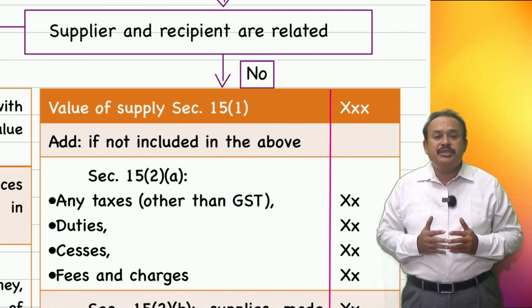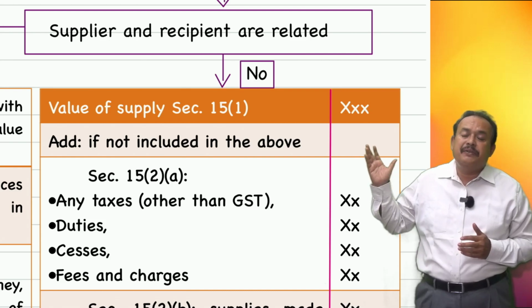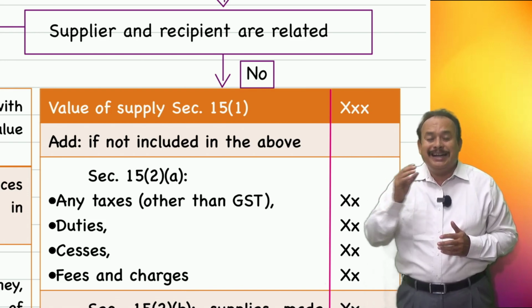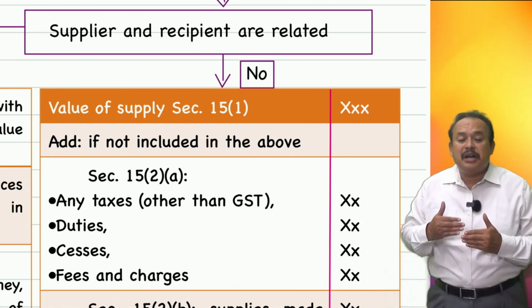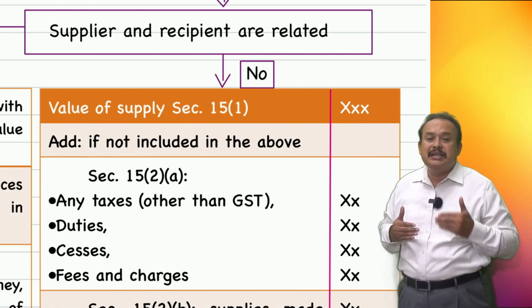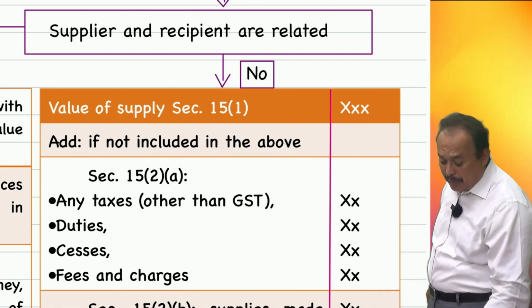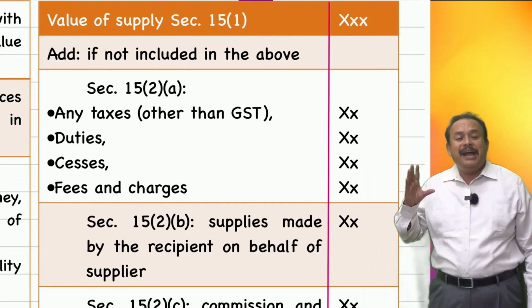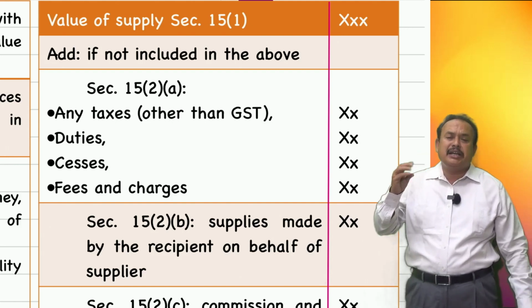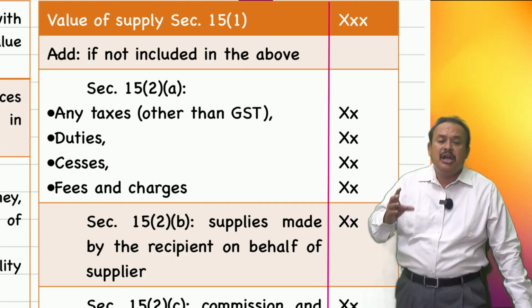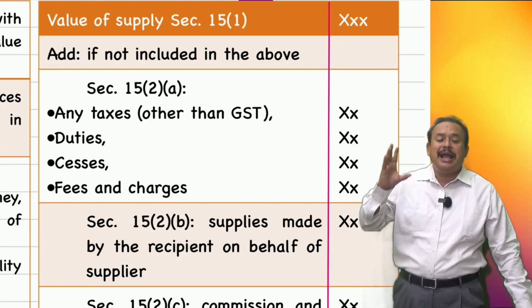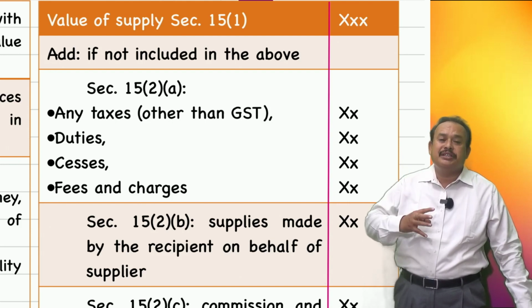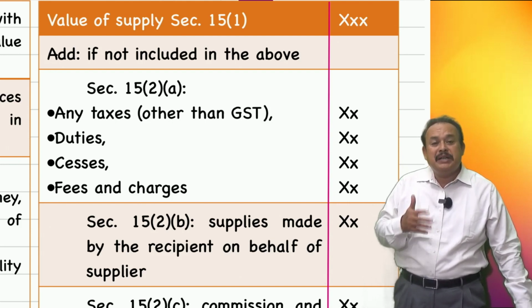In this process, I am now bringing to notice Section 15 subsection 1, namely the value lifted from the books of account. If not included in the given value, please add the following. Section 15 subsection 2 clause A says: add any taxes other than GST, add all types of duties, all types of cesses, all types of fees and charges to the value, if not added already.